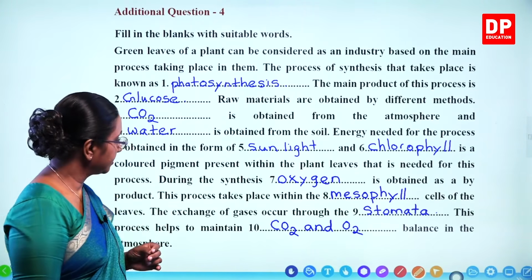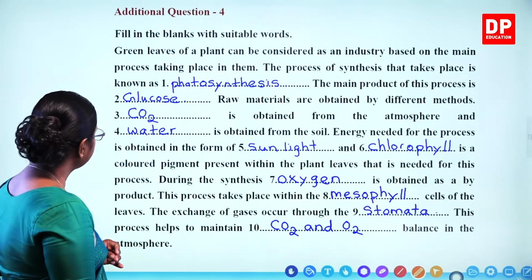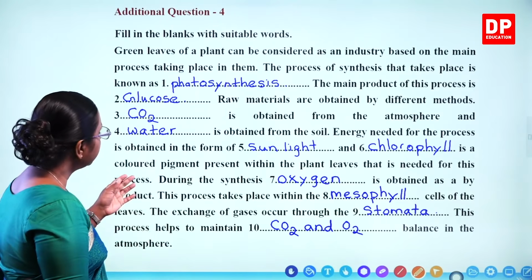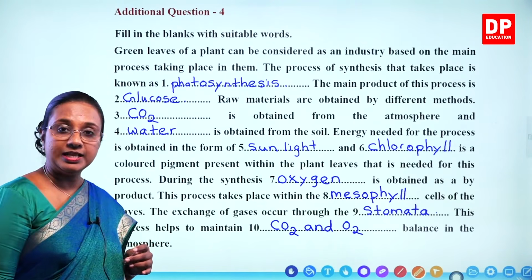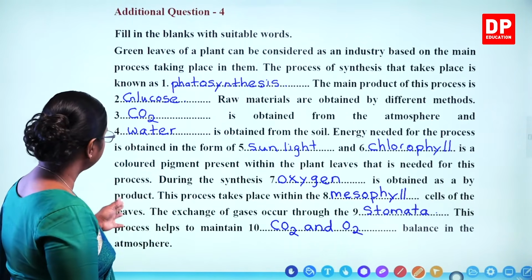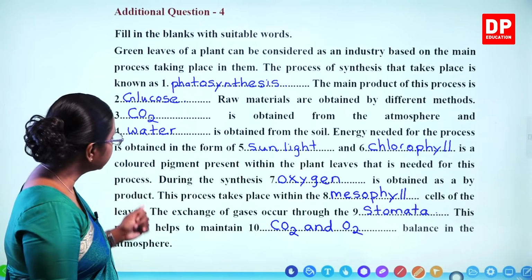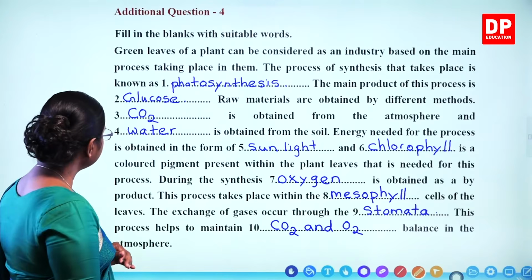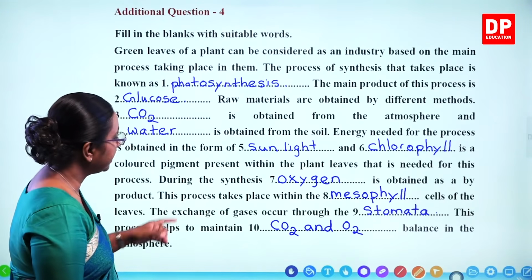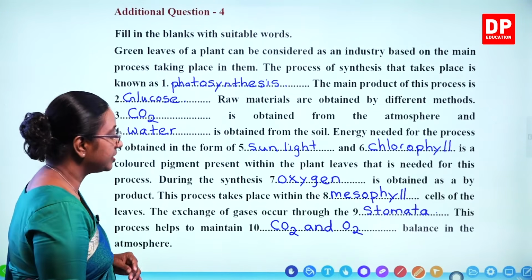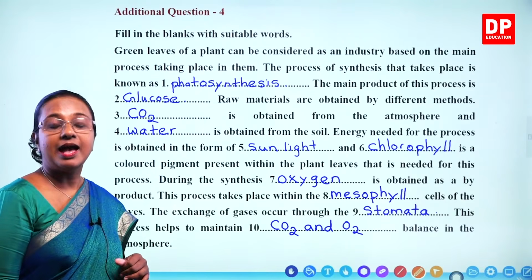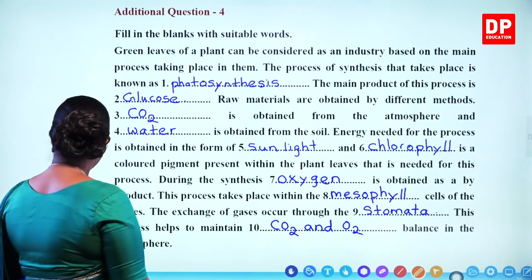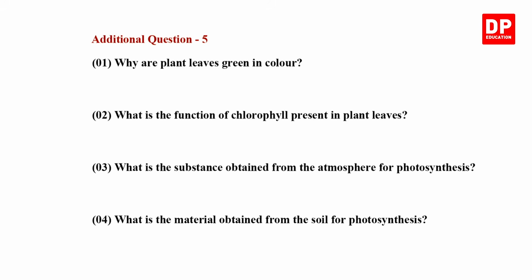During the synthesis, oxygen is obtained as a byproduct. This process takes place within the mesophyll cells of the leaves. The exchange of gases occurs through the stomata. This process helps to maintain carbon dioxide and oxygen balance in the atmosphere. I'll move on to the next question.